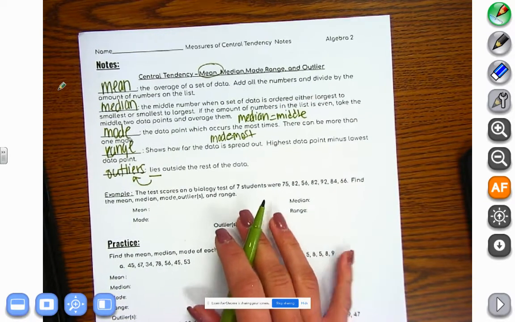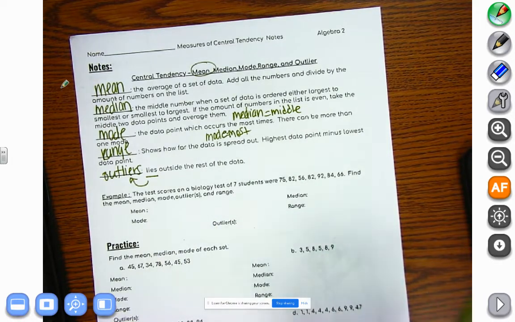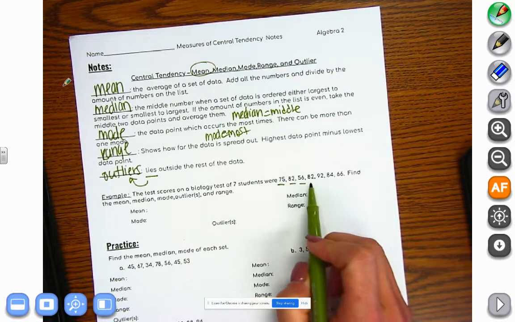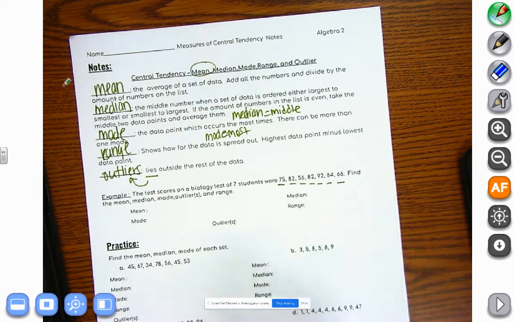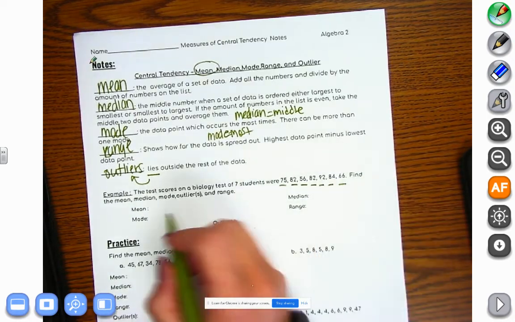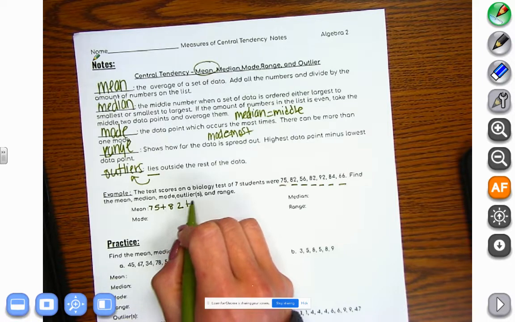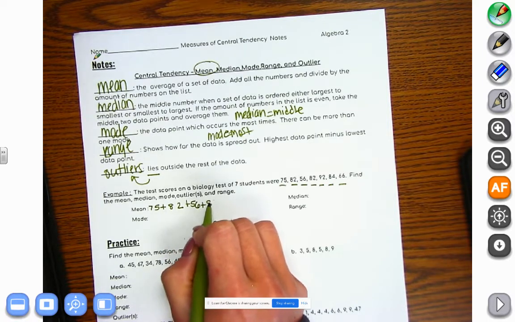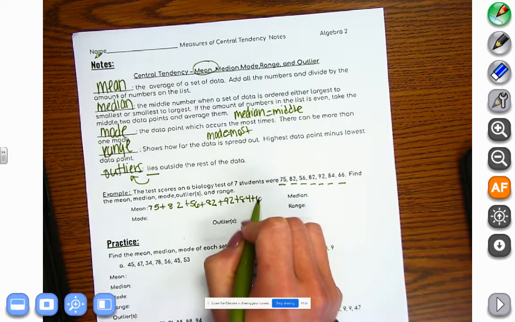Okay, so now if you dive into doing some examples, we have an example that says the test scores on a biology test of 7 students were 75, 82, 56, 82, 92, 84, and 66. So we have to find the mean, median, mode, outliers, and the range. So let's find the mean first. So you would add all these numbers together. So 75 plus 82 plus 56 plus 82 plus 92 plus 84 plus 66.